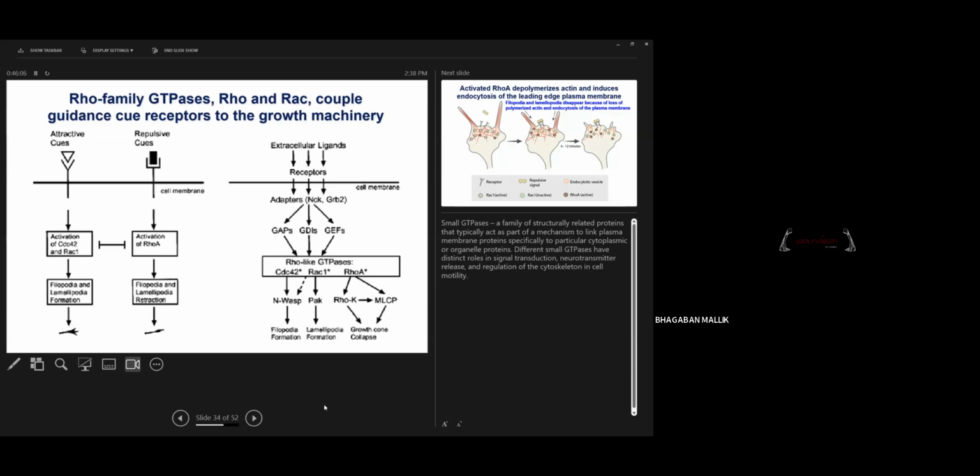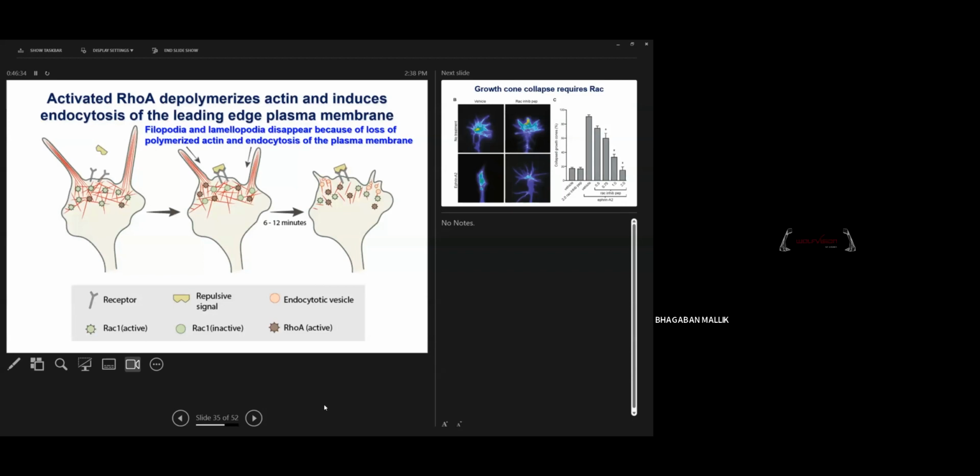RhoA depolymerizes the actin and tubulin. These GTPases help in formation of F actin from G actin, granular actin. So they act as positive regulators of filopodia generation. CDC42 and RAC1 are positive regulators of filopodia generation, and RhoA is a negative regulator of filopodia generation. Here it shows the different steps of filopodia generation by activated RhoA and its interaction with actin and tubulins.